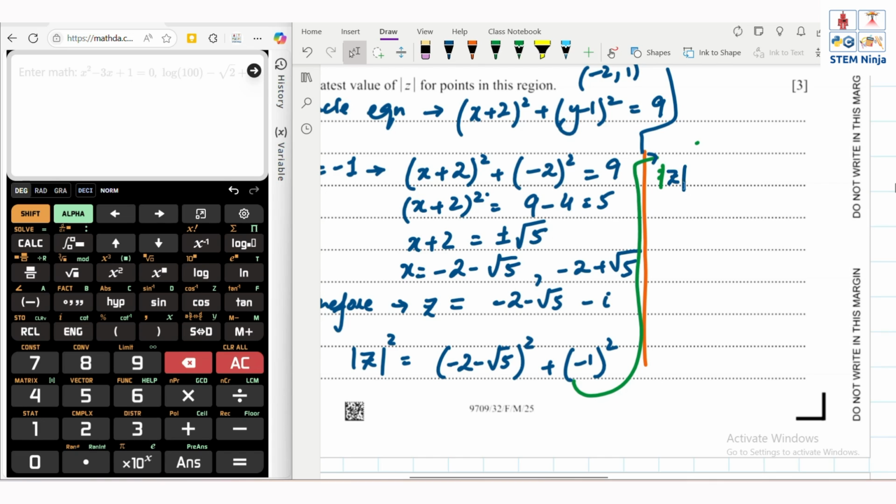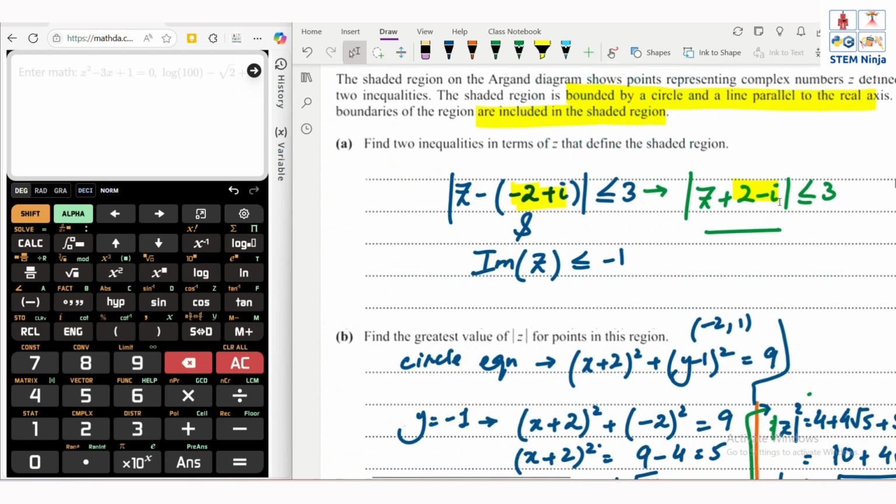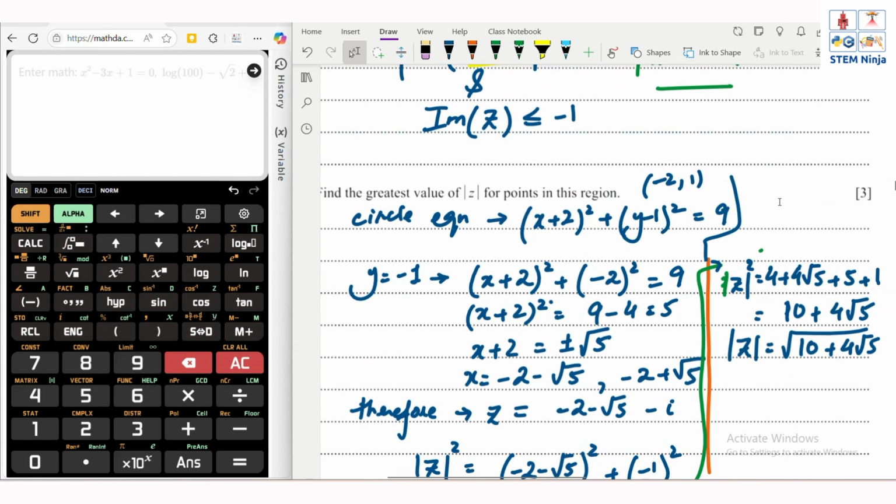Now z whole squared equals, this thing becomes 4 plus 4 root 5 plus 5 plus 1, and that's 10 plus 4 root 5. So mod z would be the square root of this entire thing, so 10 plus 4 root 5 whole square root. Now, again, they have not given us any specific form to leave it in, so we can leave it in the exact form.